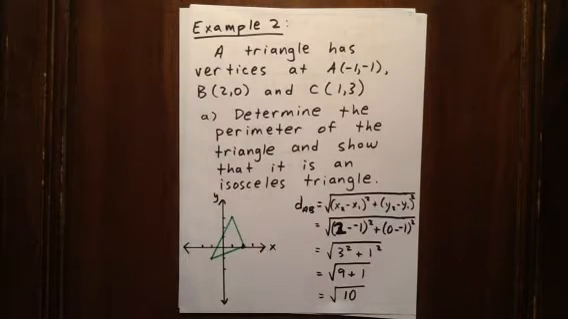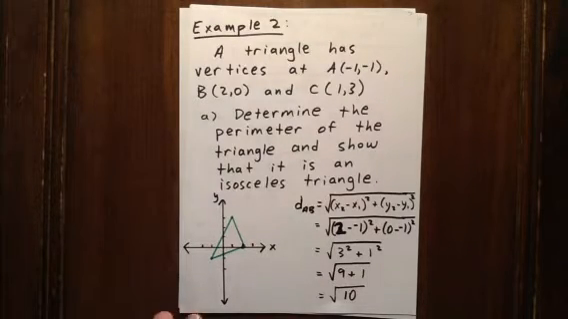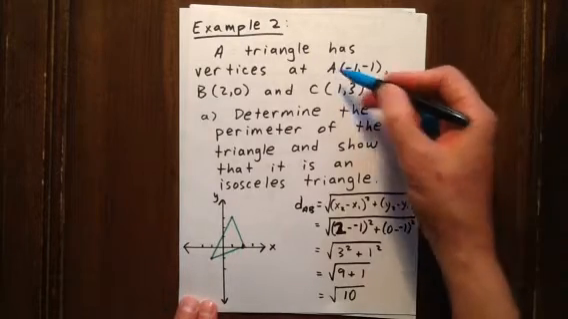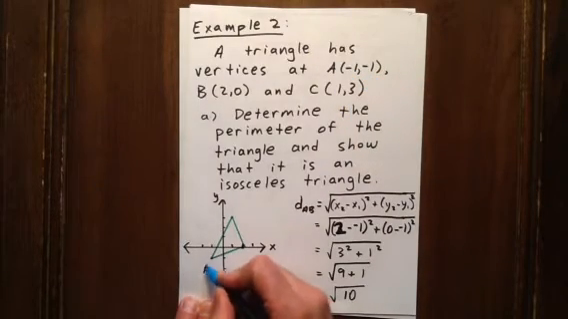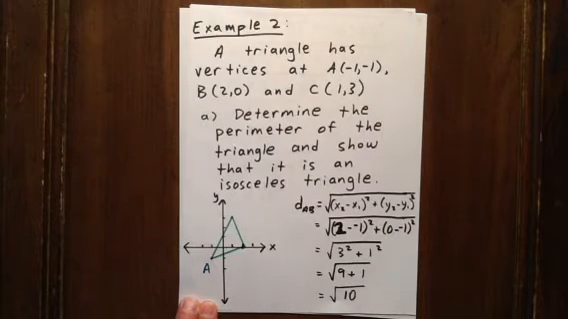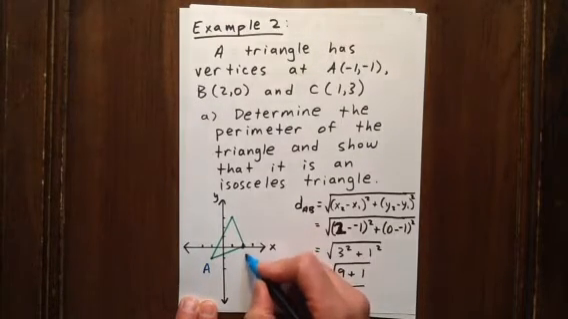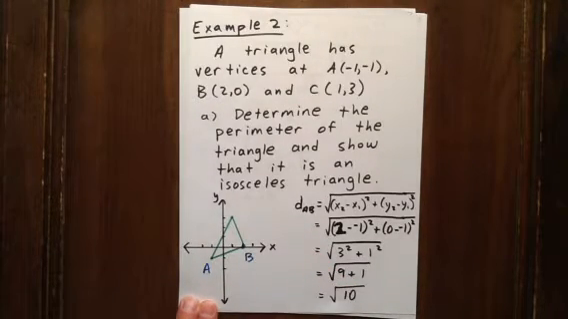Okay, for our next example, we have a triangle with vertices at A, B, and C, and we want to determine the perimeter of the triangle and show that it's an isosceles triangle. So one thing we can do is graph the points. A (-1, -1) is down here. B (2, 0) is right here. And C (1, 3) is up here.